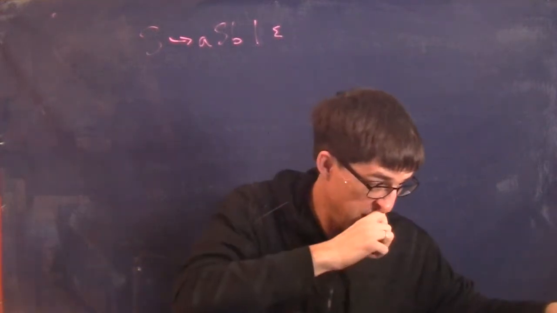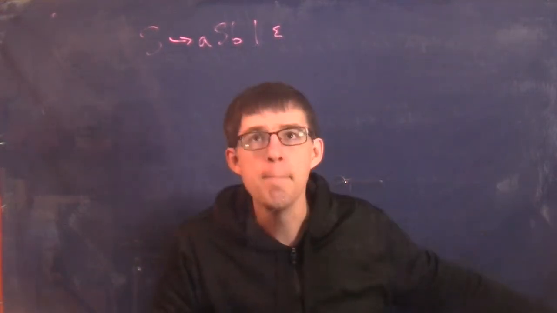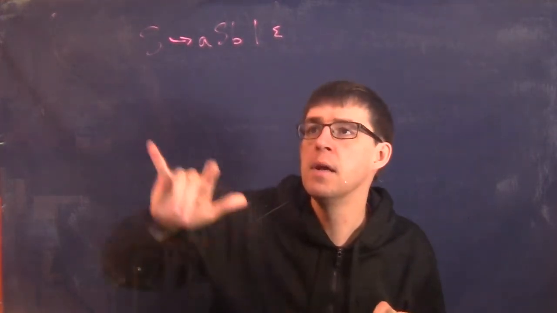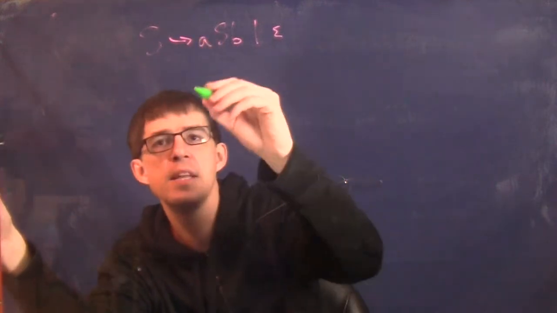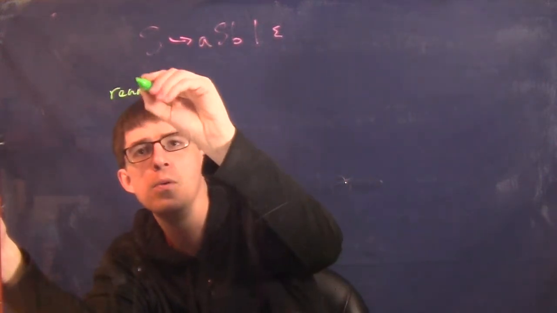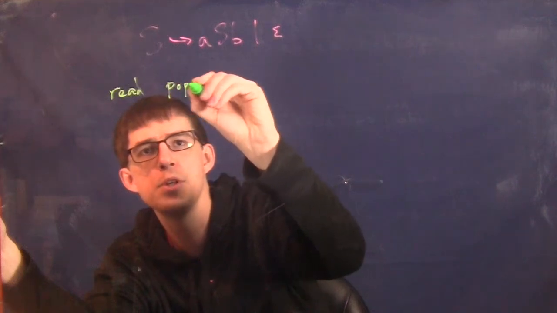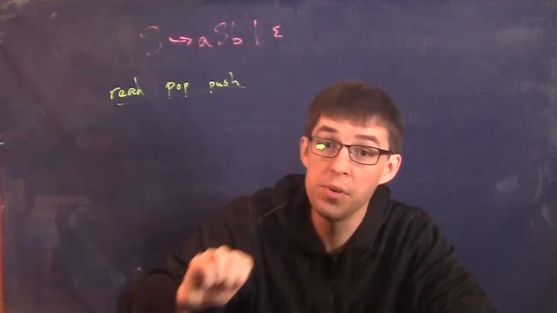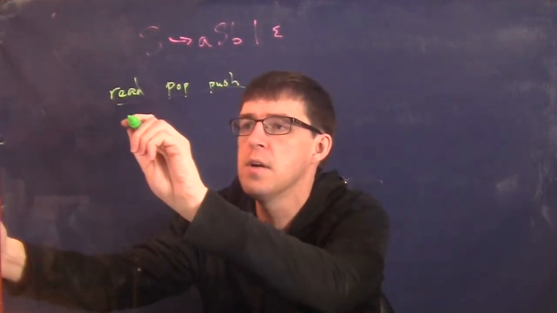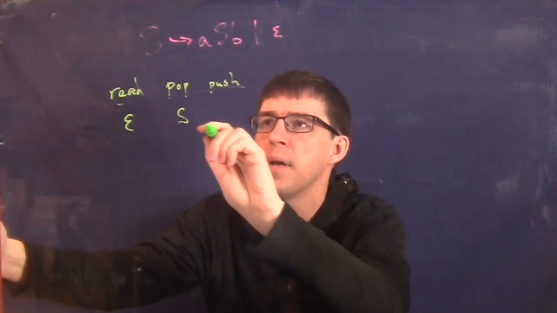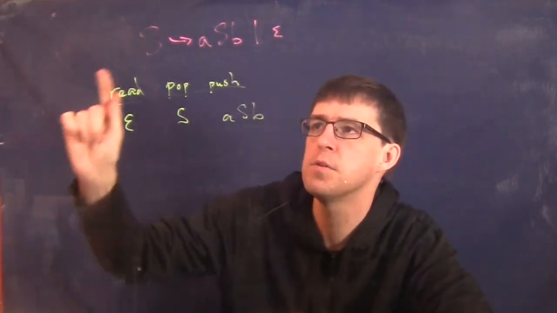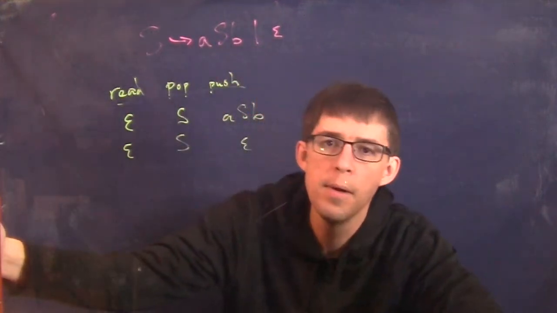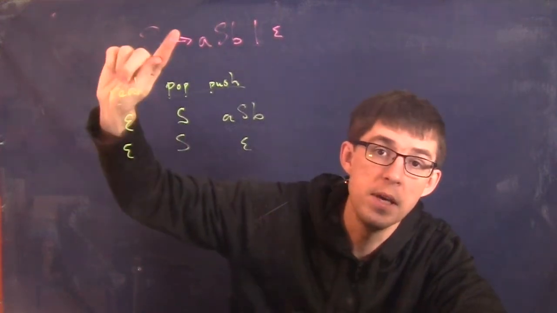Let's translate this into a stack machine. Read, pop, push. Remember, every grammar production gives you an epsilon transition here. So it's going to be read epsilon, pop S, push A, S, B. That's the first one. And then I also have S goes to epsilon, which will look like read epsilon, pop S, push epsilon. So these are the two rules given by the grammar productions.